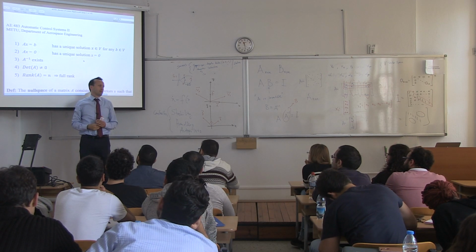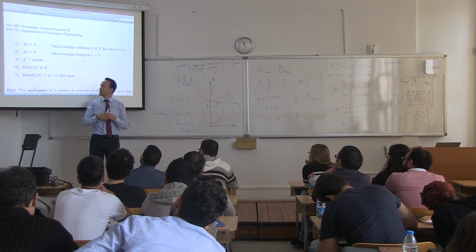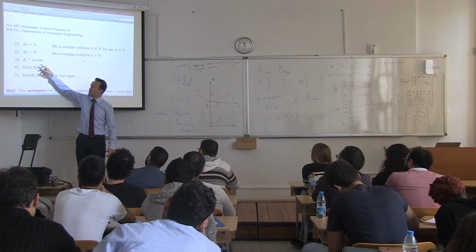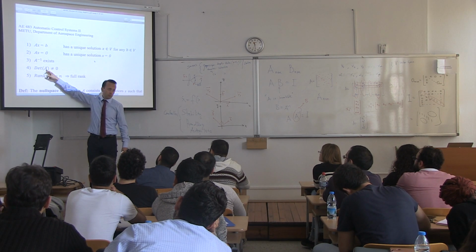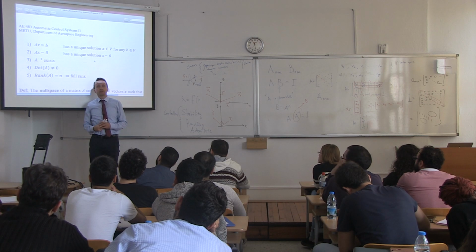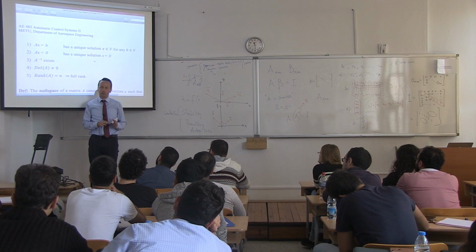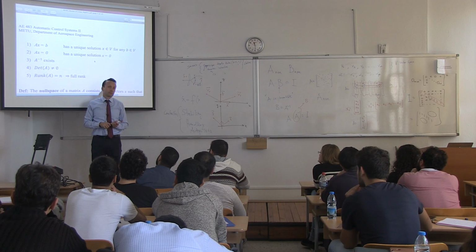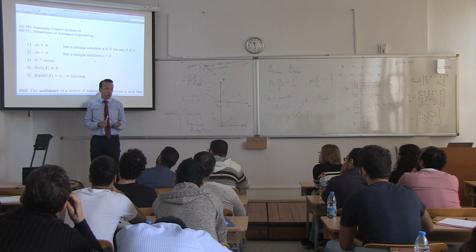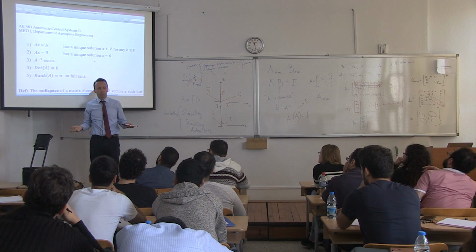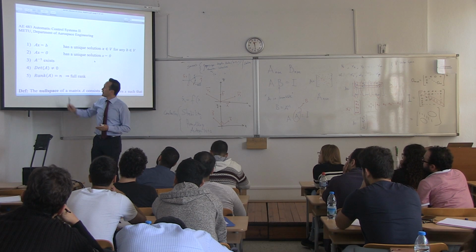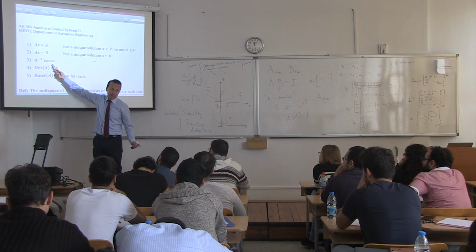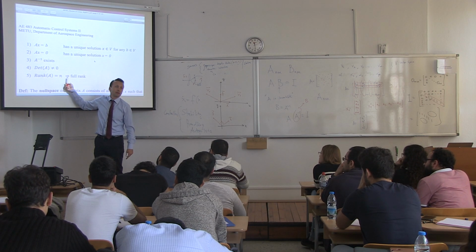A inverse exists. It means A is invertible. We'll talk about the determinant in a minute, but these are equivalent statements: if this is true, then this is true. Determinant A is not equal to zero. So if the inverse exists, then the determinant of A is not equal to zero. It also means that if the determinant of A is equal to zero, then A is not invertible. It also means that if A inverse exists, rank A is full rank.